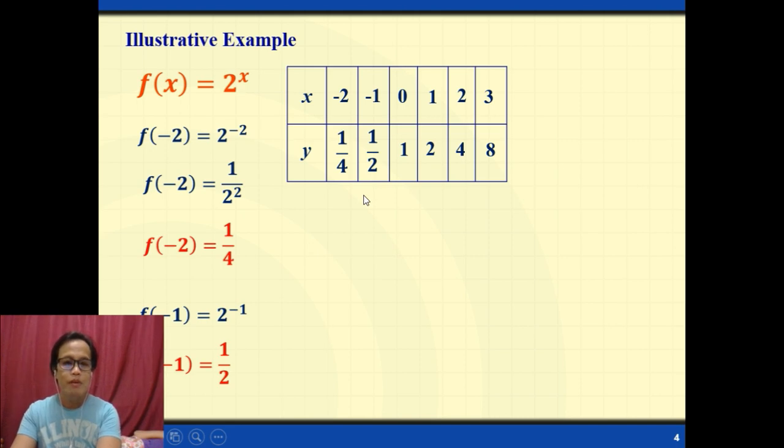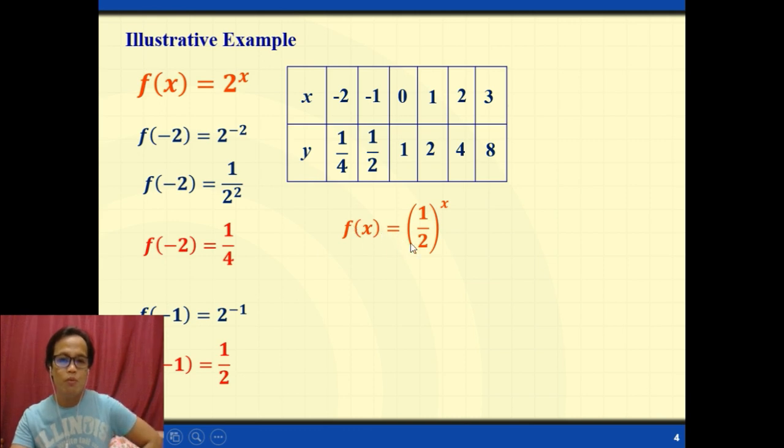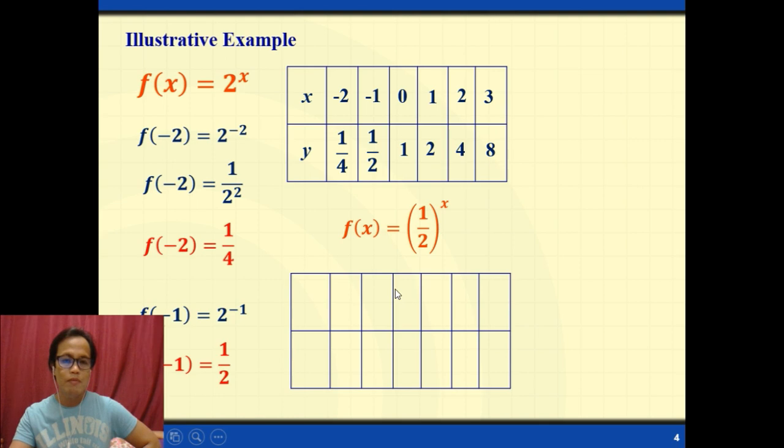For example, natay laing function. This time, ganina kay greater than 1, this time, ari ta sa less than 1. So, f of x is equal to 1 half quantity raised to x. The same gyapon, we need the table of values. Natay domain and range. So, we will use the same domain: negative 1, negative 2, 0, 1, 2, and 3.